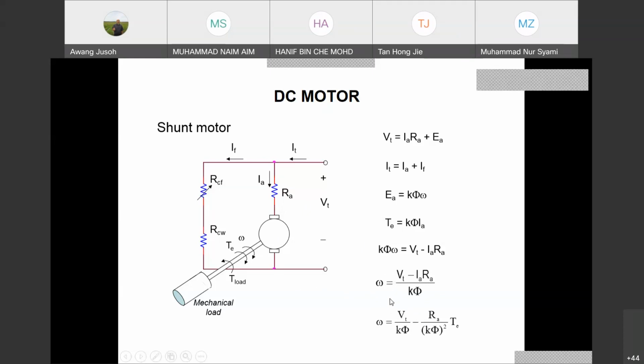We can configure this equation by changing Ia with respect to torque, because Ia is proportional to torque. So the bigger the torque, the bigger the Ia, right? You can rearrange the equation with respect to torque. So speed equals V over K flux minus Ra times torque divided by K flux squared. You have to do some work here to get the speed equation for the shunt configuration.